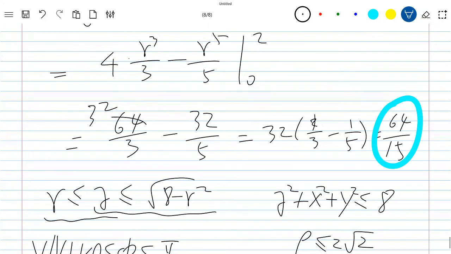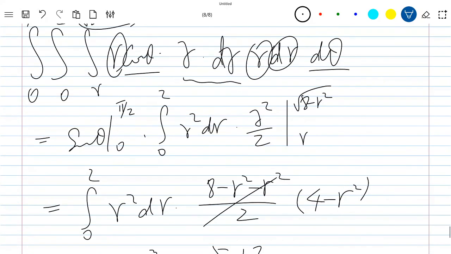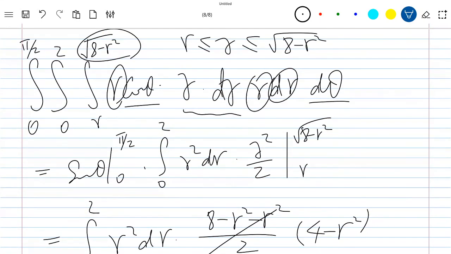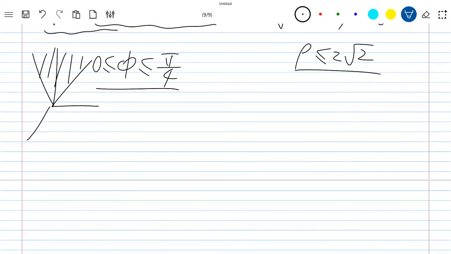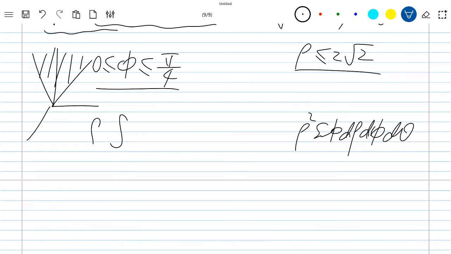Then what is our integral? Okay, so theta is still the same, but these two limits will be different. Right? Let's write down again: rho squared sine phi d rho d phi d theta. Theta is from 0 to pi over 2. Yes, pi over 2. And phi is from 0 to pi over 4. And rho is from 0 to 2 root 2.